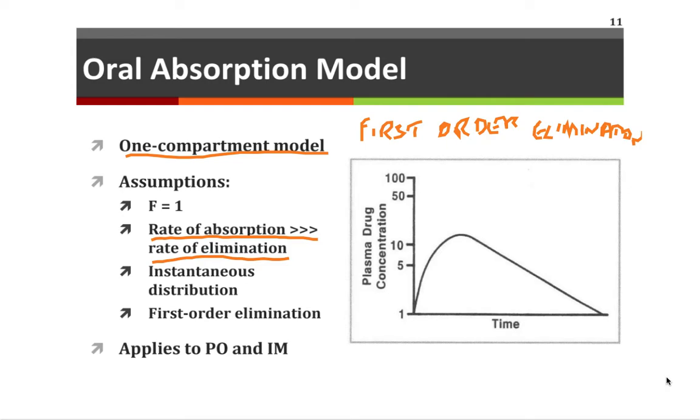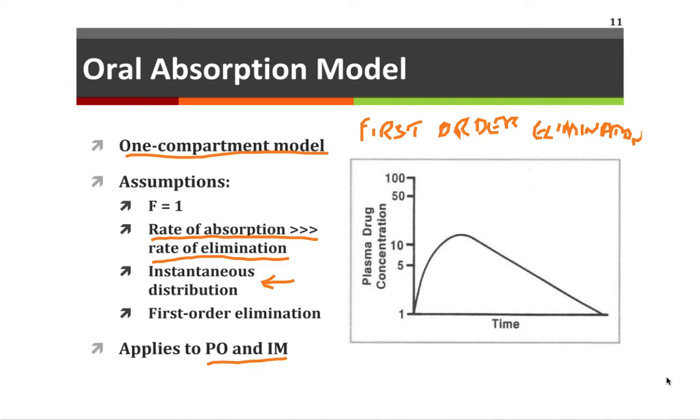That means the drug gets absorbed really quickly and rapidly into the systemic circulation. And another thing is that there is no distribution lag time. In other words, as soon as the drug is absorbed, it instantaneously distributes throughout the body. And as I mentioned earlier, another very important assumption is that the drug after absorption undergoes first order elimination. And this model can be used to understand pharmacokinetics following the oral route as well as intramuscular route.